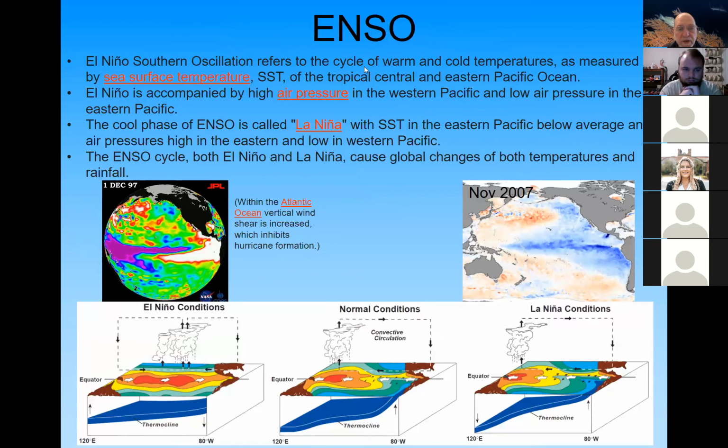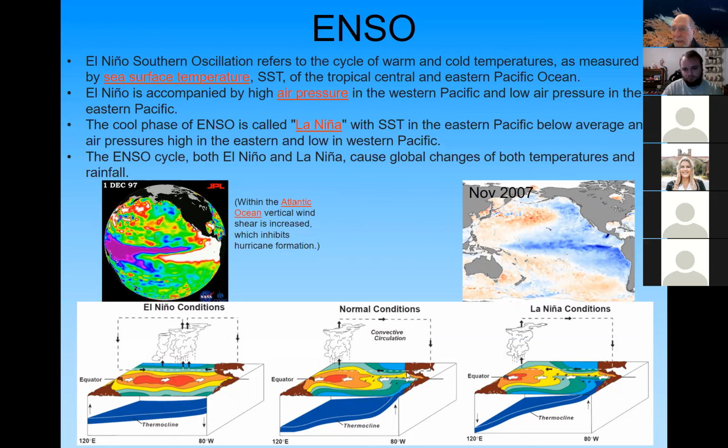the El Nino Southern Oscillation is a cycle of warm and cold temperatures, as measured by sea surface temperatures in the tropical and central eastern Pacific Ocean. El Nino is accompanied by high air pressure in the western Pacific and low air pressure in the eastern Pacific. This is El Nino conditions. You have this high pressure centered here. There's a weakening of the trade winds and a general decline in upwelling.